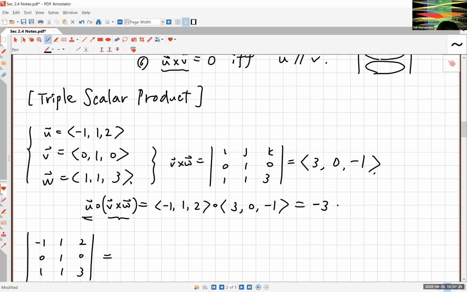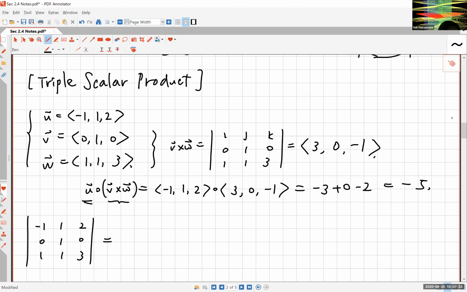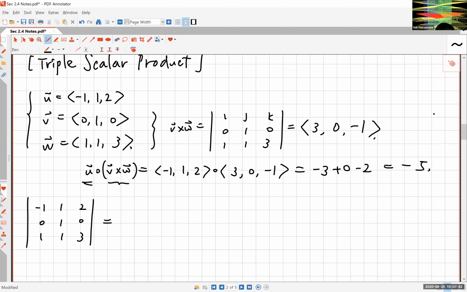All right, so this is negative 3 plus 0 minus 2, and this is negative 5. And that is a triple scalar product of these. The triple scalar product I will define in a moment is u dot v cross w, where you do the cross product first. But try to see how this is related to the 3 by 3 matrix when I have u as my first row, v as my second row, and w as my third row. You remember how you take the determinant of this 3 by 3 matrix using the first row as the basis of your row, the cofactor expansion.